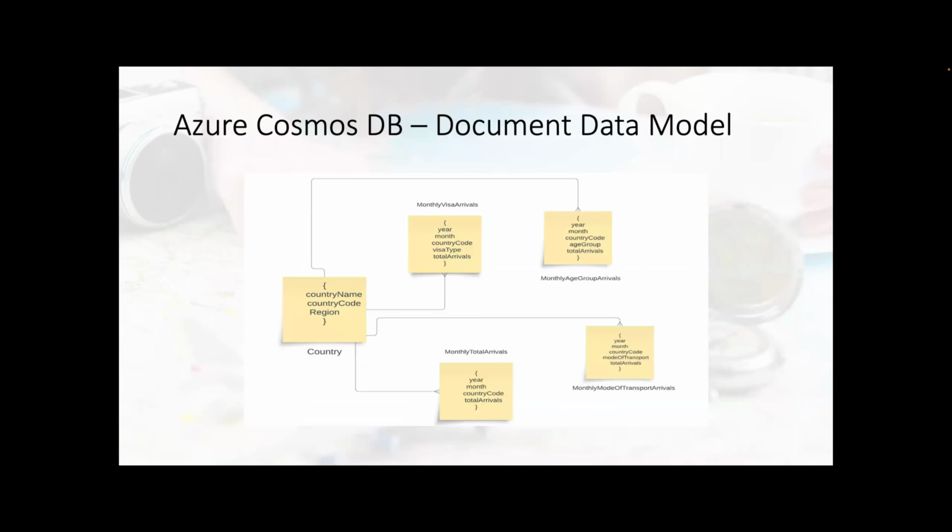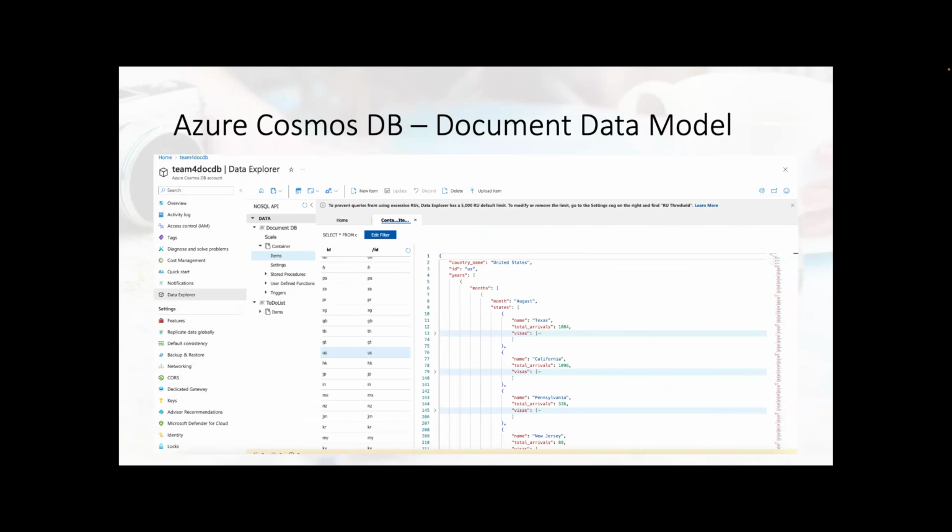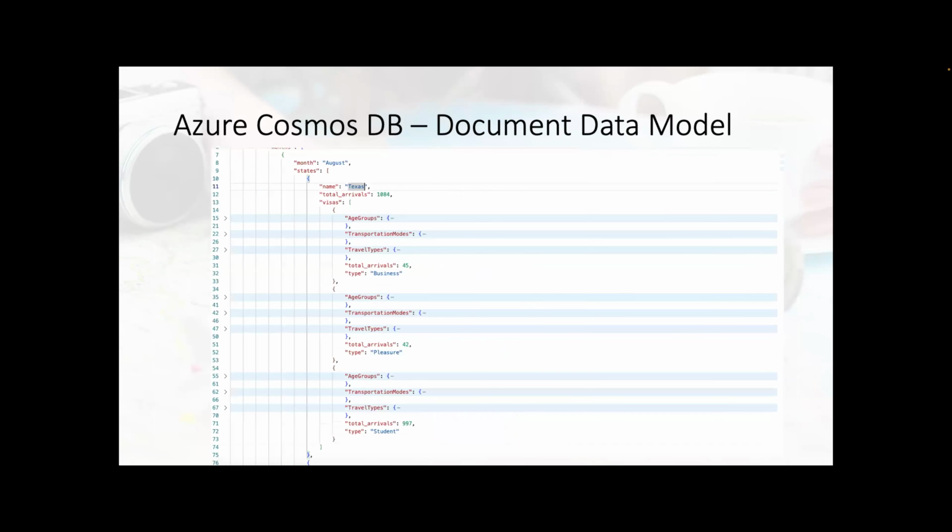Talking in depth about how the document data looks in our database, it is like this. I have taken the example of United States. We have aggregated the data on a monthly basis. So for each month of each year, we have data spread out across different states for a particular country, in this case, United States. As you can see, we have the total arrivals, which is further categorized into different age groups, transportation modes, travel types, which is inbound and outbound travel, and different visa types such as business, pleasure, and student visa.